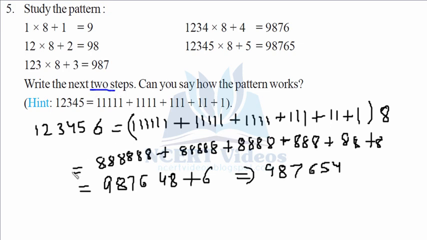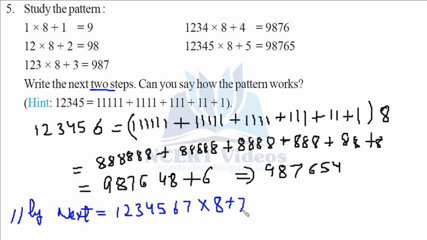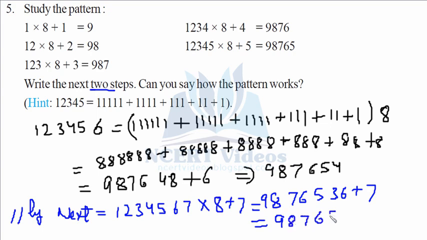So we have to write the next two steps. One step has been written, the last step similarly. Next step equals 1 2 3 4 5 6 7. We'll add the next digit, 7, so 7 into 8 plus 7. When you multiply with 8, it gives you 9 8 7 6 5 3 6. We have to add 7 to it to give your final answer. It would be 9 8 7 6 5 4 3. So that is your question number 5.